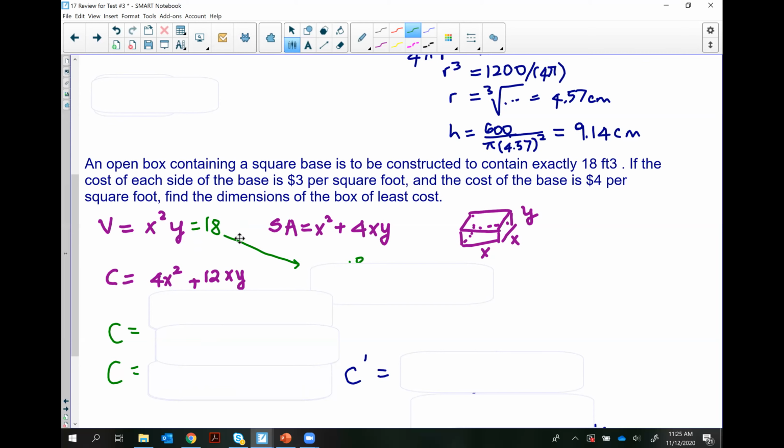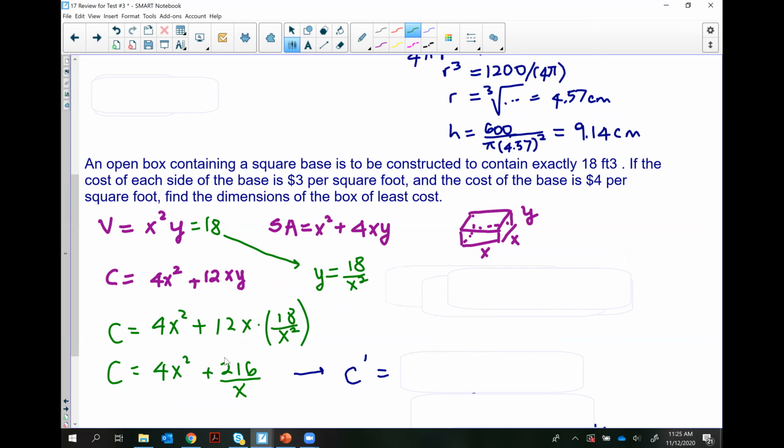And don't forget that y is equal to 18 over x squared. So now we can use that information and substitute that in here for y. So y equals 18 over x squared. So put it in there. And at this point, we're going to need to simplify it. So multiply 12 times 18, and then also x over x squared will give you just an x in the denominator. So we're going to get 4x squared plus 216 divided by x for our cost function.